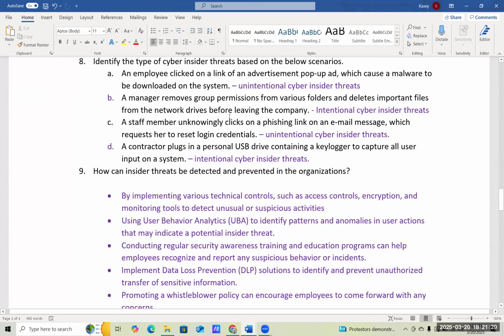Number 9, how can insider threats be detected and prevented in organizations? So what is all this about? We want to learn how it's done, how we can detect it, and how we can prevent it, and that's our job. So we want to implement technical controls. One key area, access control, is important. Least privilege, requirements for access. So do not give them more than they should.